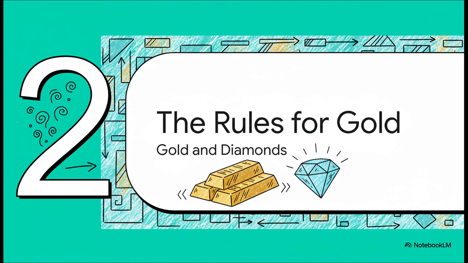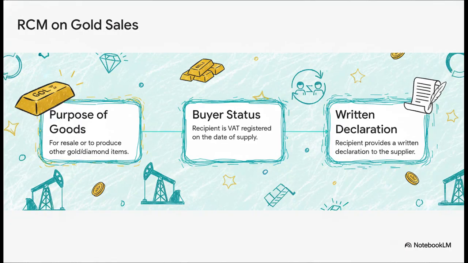Okay, so we've got the general idea down. Now let's get into the specifics. How does this actually apply to a major commodity here in the UAE, like gold and diamonds? The rules are incredibly precise, so you've got to pay attention. For this reverse charge to kick in on a gold sale, and I mean all three of these conditions have to be met. 1, the buyer has to be planning to either resell the gold or use it to make something else, like jewelry. 2, the buyer absolutely must be registered for VAT. And 3, they have to give the seller a written declaration confirming all of this. If any one of these is missing, it's a no-go.